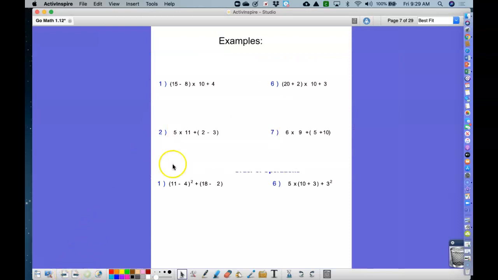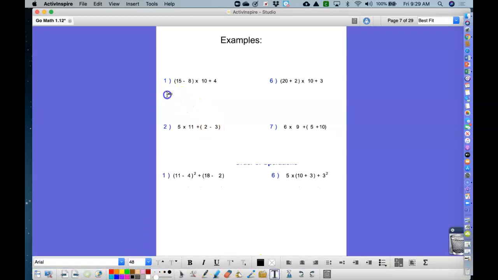Here's some examples. So we see here we have 15 minus 8 inside the parentheses. So we would do that first. So we would get 7, and I'm going to just write the rest of the problem. Next, we would need to do any multiplication or division from left to right. I see there's multiplying. 7 times 10 is 70. And finally then, I have addition. So I'm going to do 70 plus 4 to get 74.